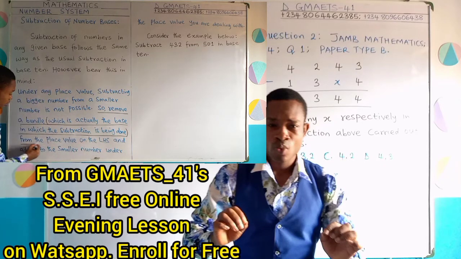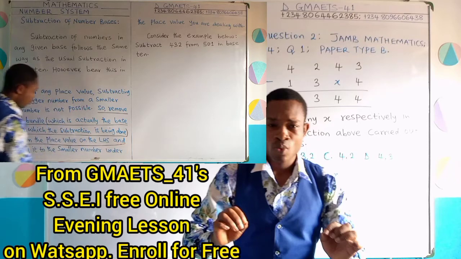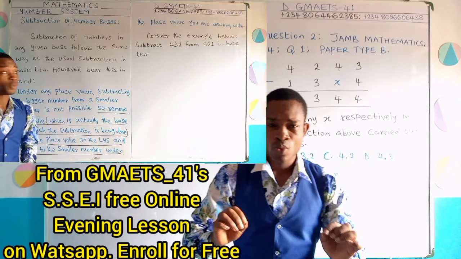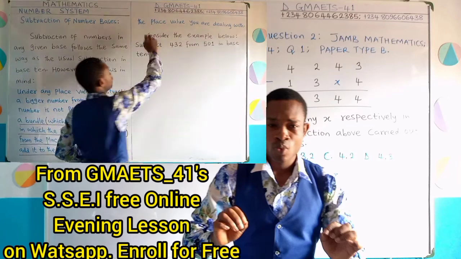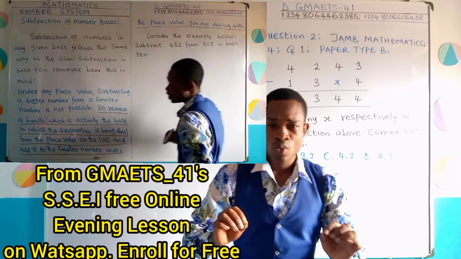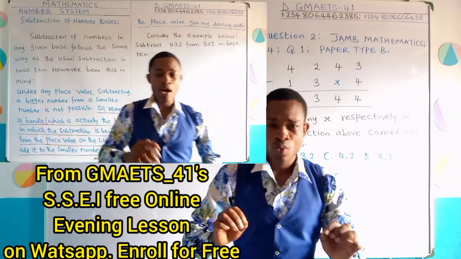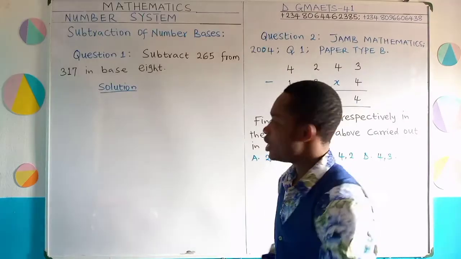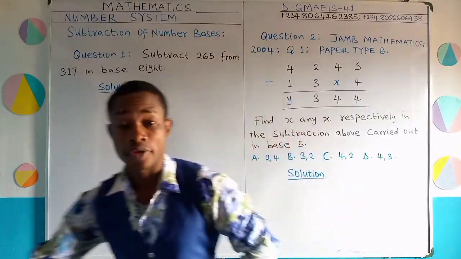Alright, we say you should remove a bundle. And that bundle is actually the base in which the subtraction is being done. Then you are to add it to the smaller number under the place value you are dealing with. Please, come with me. Let us solve these two questions on the board here, okay?